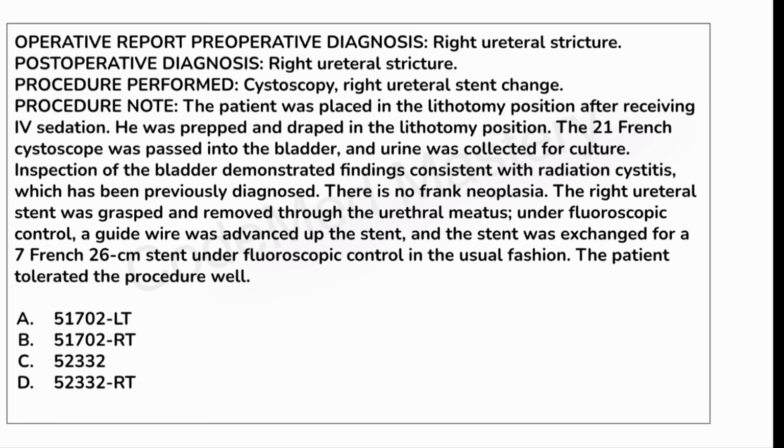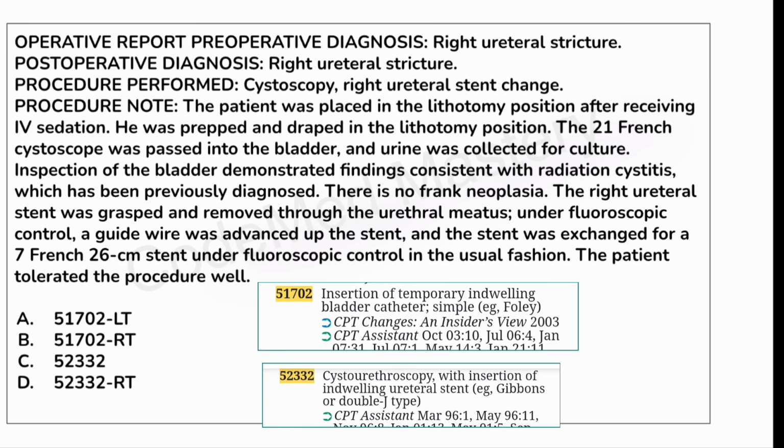Next question. This is a case study question. First, let us look at the procedure performed. The procedure performed is cystoscopy, right ureteral stent change. Now let us directly look at the options. In option A and B, the code is 51702. In option C and D, the code is 52332.